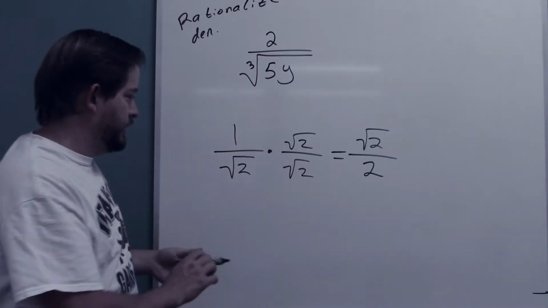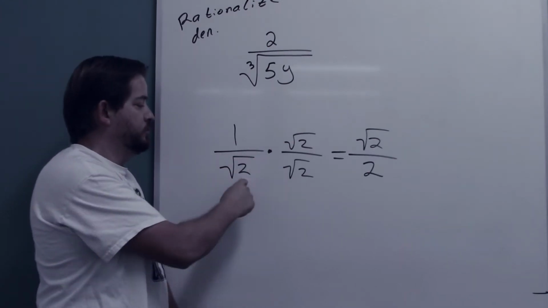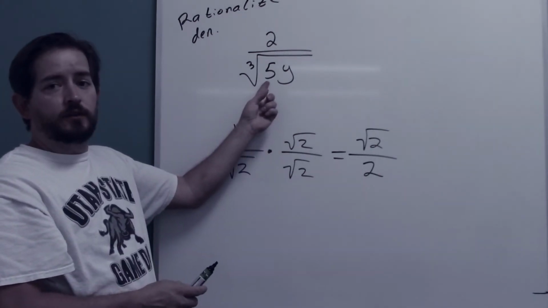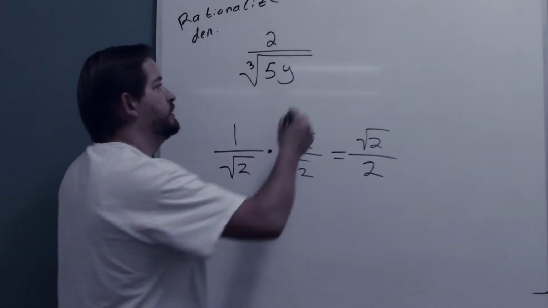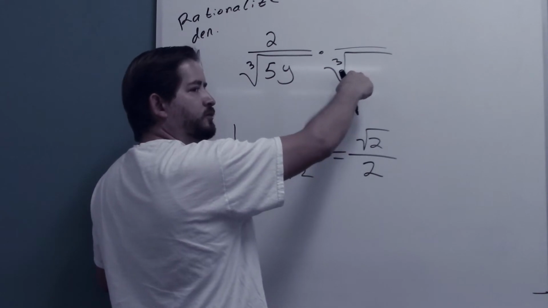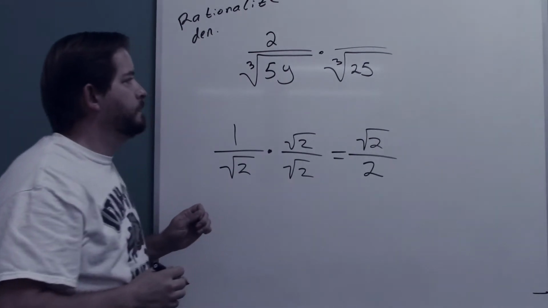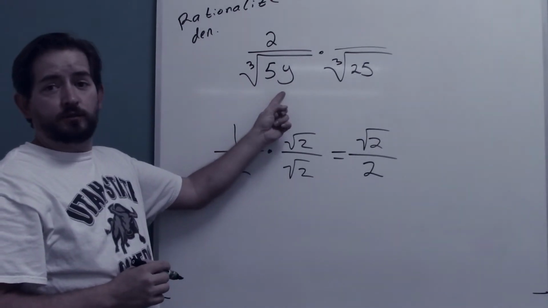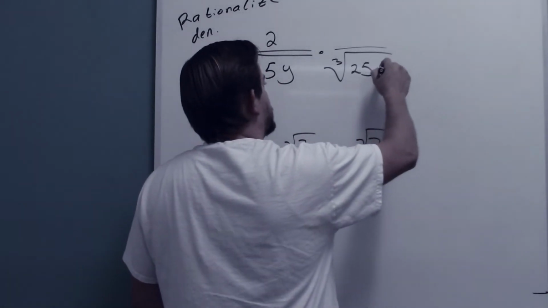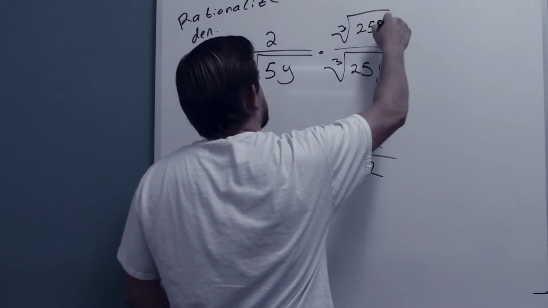I have 1, and if you think about this, a square root is an index of 2. That means I need 2 factors of 2 in order to pull it out. Here I need 3 factors of 5. I have 1, I'm missing the other 2, so that's what I multiply it by. It has to be the cube root, but I have to have 2 factors of 5 here. That's 5 times 5, that's 25, right? I also have to have 2 factors of y. I have 1, I need 2 more to make 3, and so that's a y squared. And so of course I have to multiply that to the top as well.